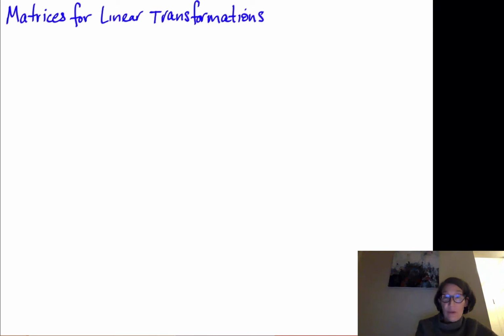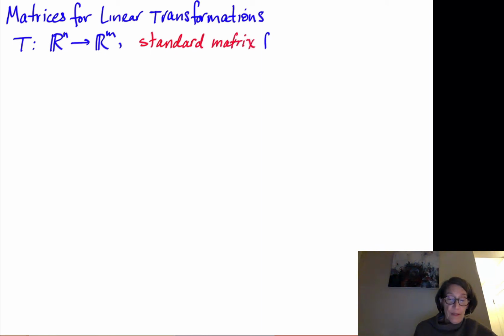Before we do that, let's review how to get the standard matrix for a linear transformation that just goes from Rn to Rm. Say we're given a linear transformation from Rn to Rm. The standard matrix for that linear transformation is going to be an m by n matrix whose columns are just the images of the n standard basis vectors from Rn.